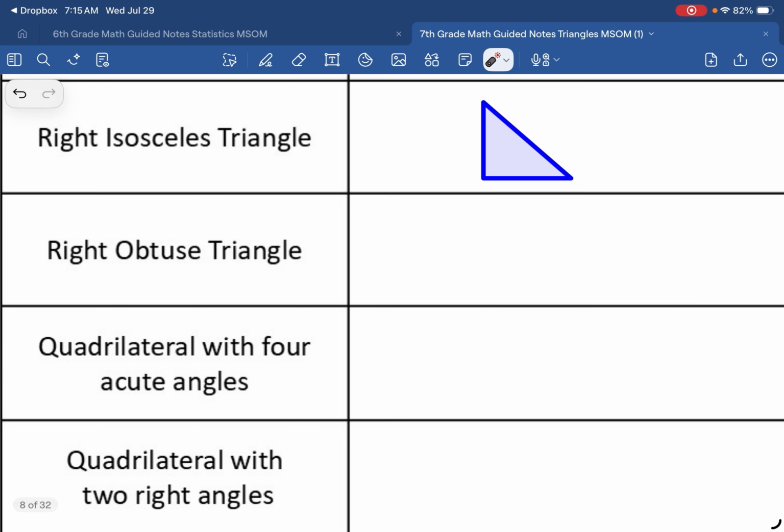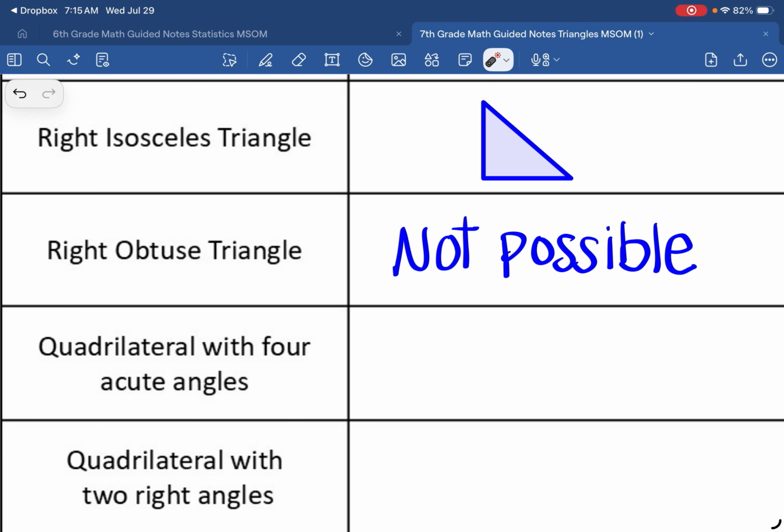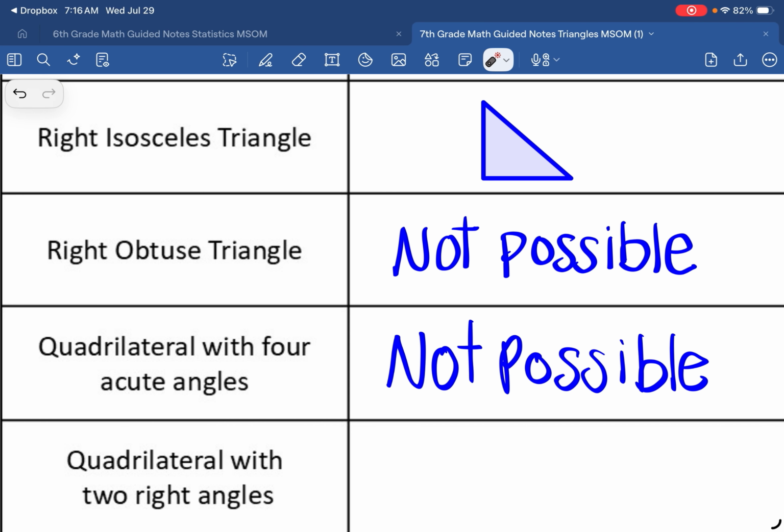Now try a right obtuse triangle. Hit pause and try drawing a right obtuse triangle. A right obtuse triangle is not possible. Now we are going to try drawing a quadrilateral with 4 acute angles. Hit pause and try drawing a shape with 4 sides where all of the angles are acute. Okay, drawing a quadrilateral with 4 acute angles is not possible.